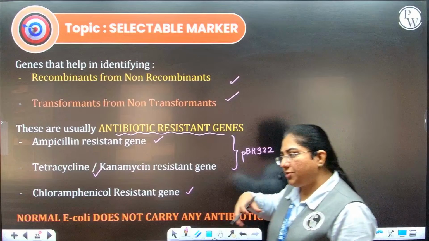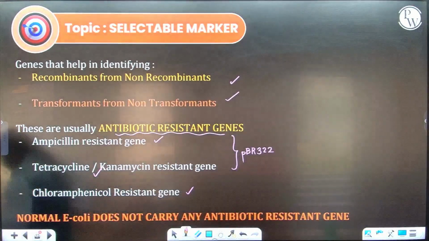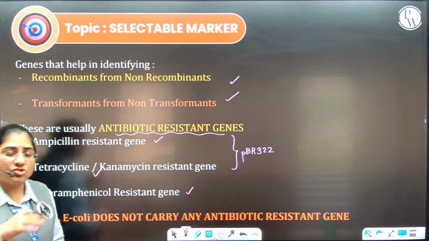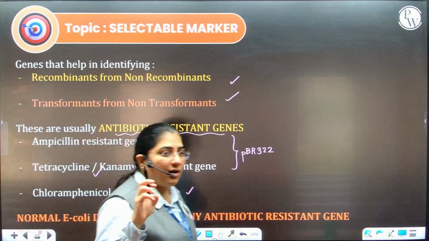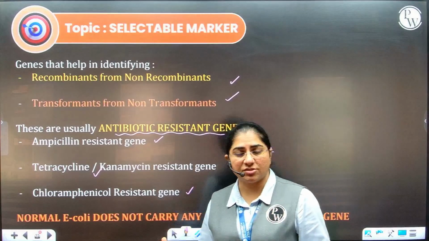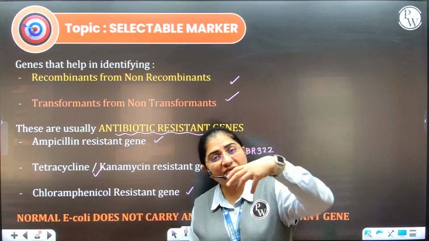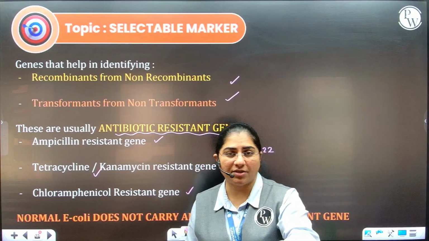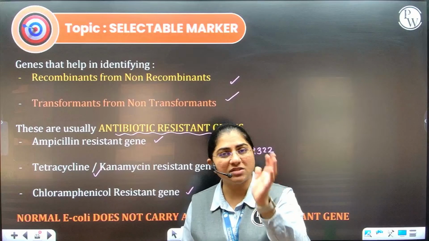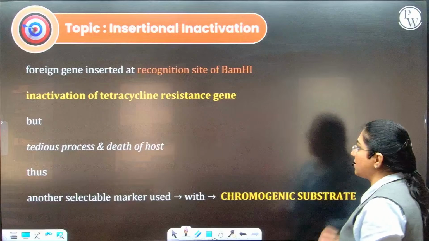Then we will introduce it into the E. coli. Why are we using E. coli? Because E. coli basically does not have any native plasmid which provides antibiotic resistance. So it is not resistant to any antibiotic. Hence, if we insert a plasmid with the antibiotic resistant gene, it will help us work as a selectable marker. This can again come as your MCQ.